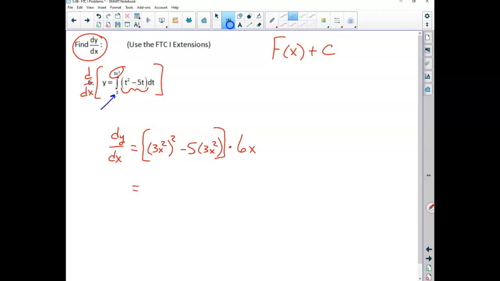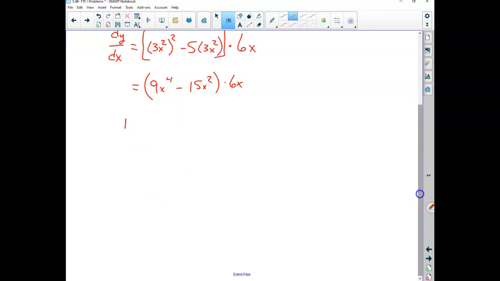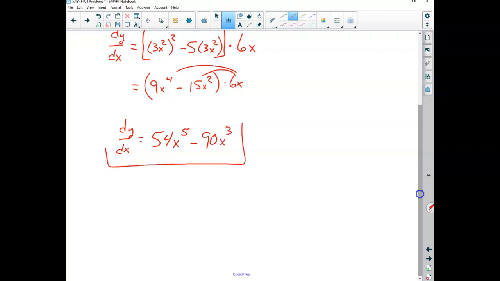So then I'm going to simplify this. This is going to give me 9x to the 4th minus 9 times 5, that's 15x squared. That's still multiplied times 6x. And when I distribute that 6x, I know my dy/dx is going to equal 54x to the 5th minus 6 times 15, which would be 90x cubed. There is my derivative, okay?